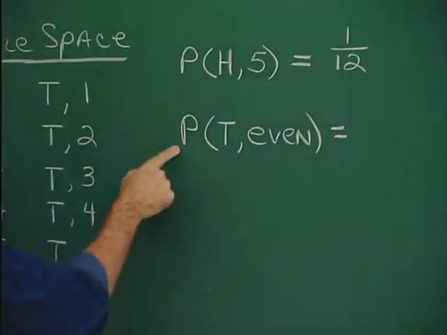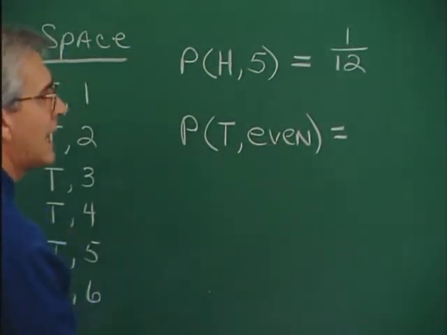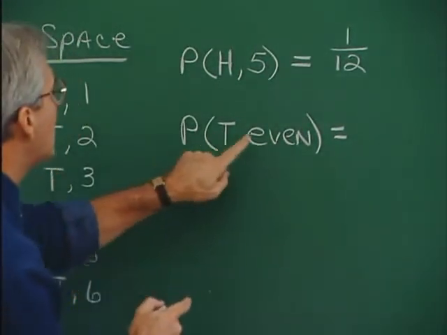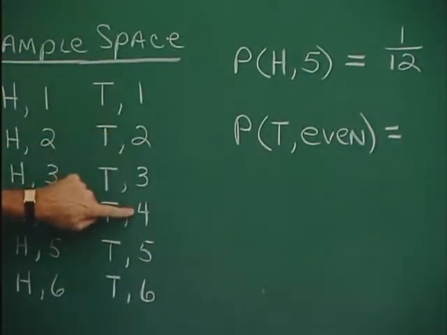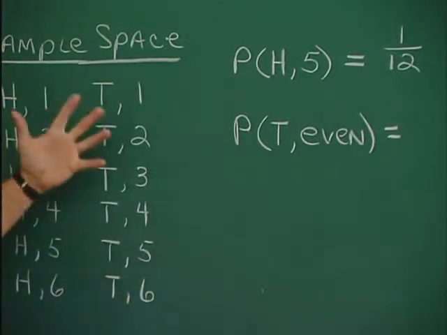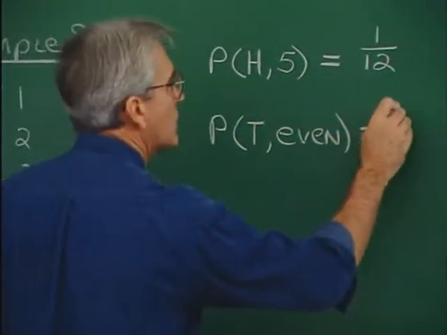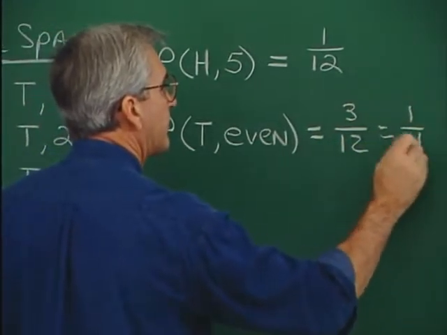And what about the probability of flipping a tail and having the die come up even? Well, tail and even, let's look over here at the sample space. We would have even, even, even here with the tails. So there are 3 items like that in the sample space of 12. So 3 out of 12, or 1/4.